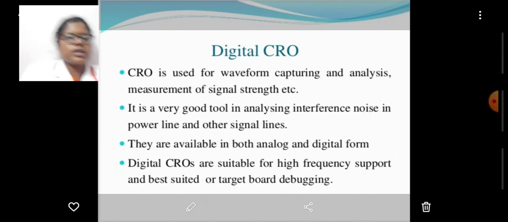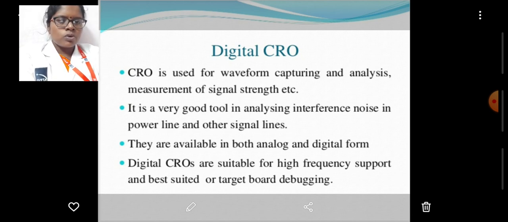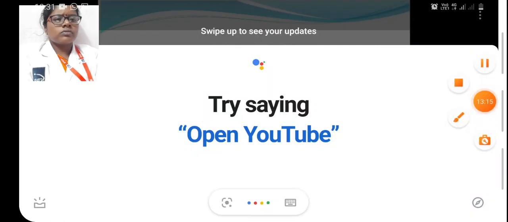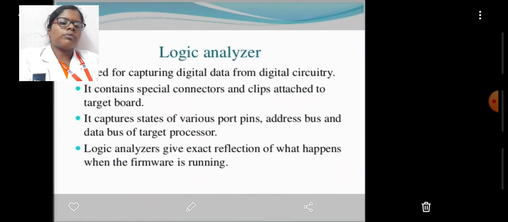And the next one is the digital CRO. A CRO is used for waveform capturing and analyzing, measurement of signal strength, etc. It is a very good tool for analyzing interference and noise in the power line and other signal lines. They are available in both analog and digital form. Digital CROs are suitable for high frequency support and best suited for target board debugging.